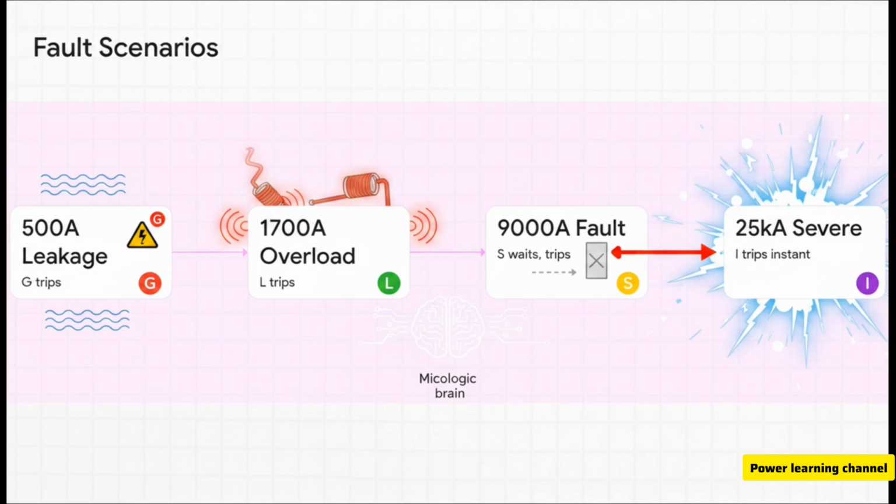Step 3. A 9000 amp medium fault downstream. The S function waits briefly for the downstream breaker, then trips if needed. Step 4. A massive 25 kiloamp severe short circuit? The I function trips instantly. And honestly, that right there is the pure genius of the Micrologic brain.